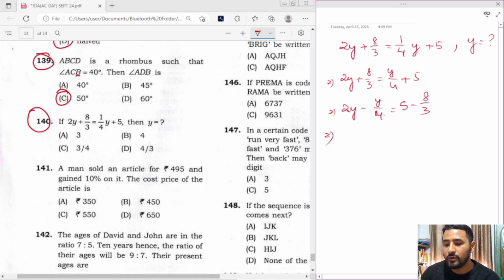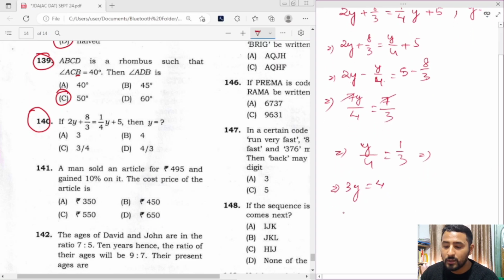Now what you can do is 4 into 2 is how much? 8y minus y would be 7y by 4, right? This one, 3 into 5, 15 minus 8 is how much? 7 by 3. Now see, the numerator can be cancelled. Like I said, what is remaining? Y by 4 equal to 1 by 3. Yes or no? Just cross multiply, you'll get the answer. This will be 3y equal to 4.